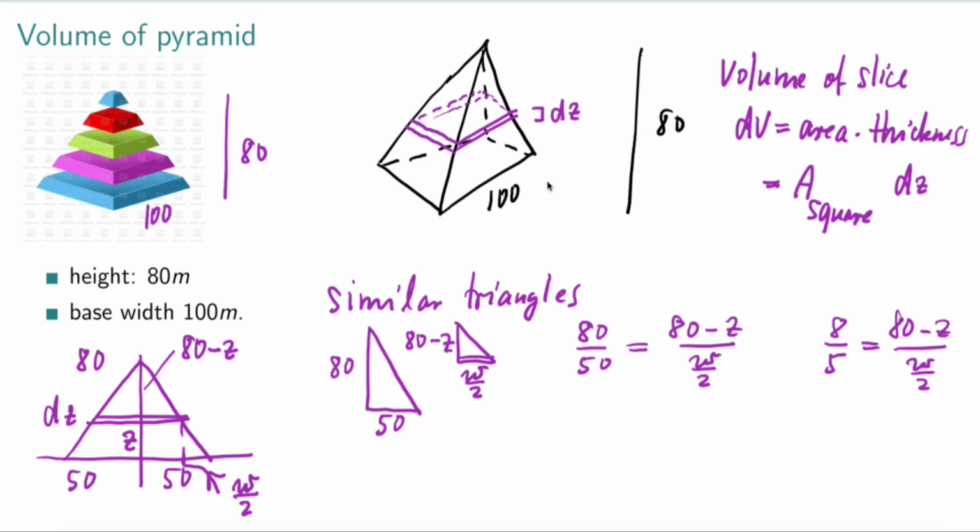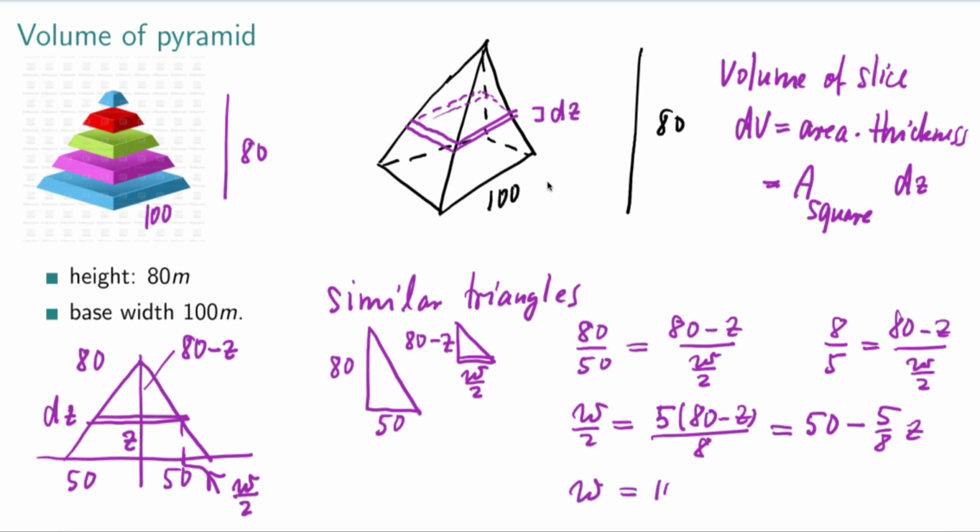So I move the w half to the other side. And then I have to multiply with 5 and divide by 8. So I have 5 times (80 minus z) divided by 8. So 80 by 8 is 10. So this is 50 minus 5/8 z. And then I can indeed find my w to be 100 minus 5/4 z. All right, that wasn't so bad.